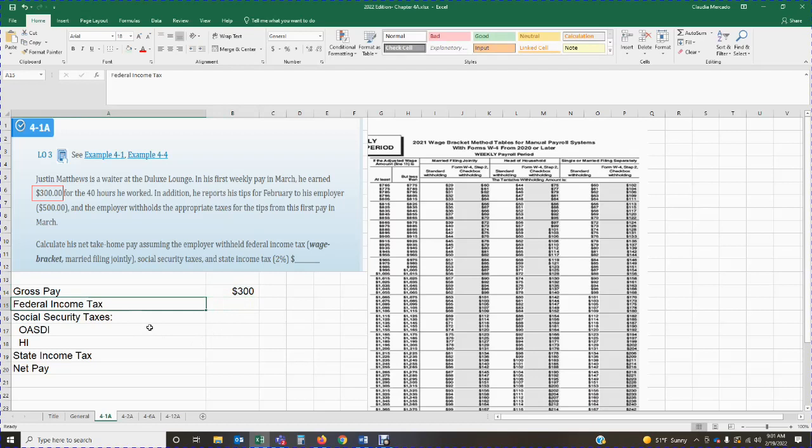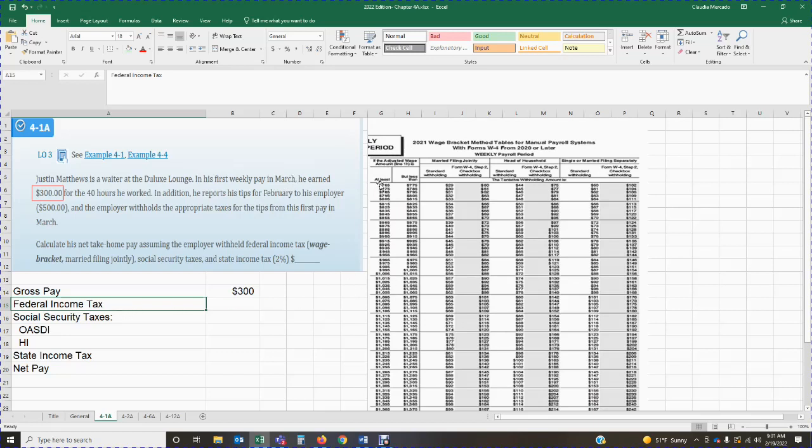Now we have to figure out the federal income tax, and like I said, that means using the correct table. I couldn't screenshot the whole table because it's very long, so I just screenshotted the part I'm going to need. First, we have to identify how frequently this employee is paid. He's paid weekly, so you select the weekly pay period table, which I did. Then we have to locate the amount we're going to use in the table.